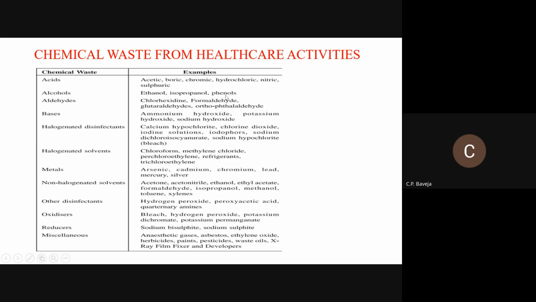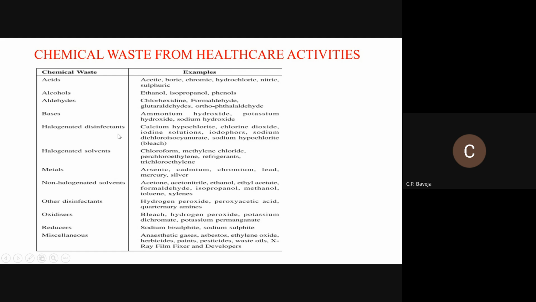Phenols are also used as disinfectants. Aldehydes, chlorhexidine used as disinfectants. Formaldehyde, butylaldehyde, by the name of Cidex, used in the OTs and in the hospitals. Then orthomethyl aldehyde. Bases, like ammonium hydroxide, potassium hydroxide, sodium hydroxide.